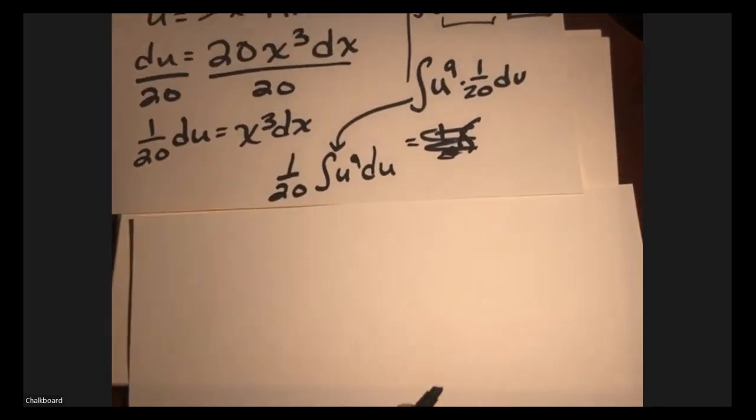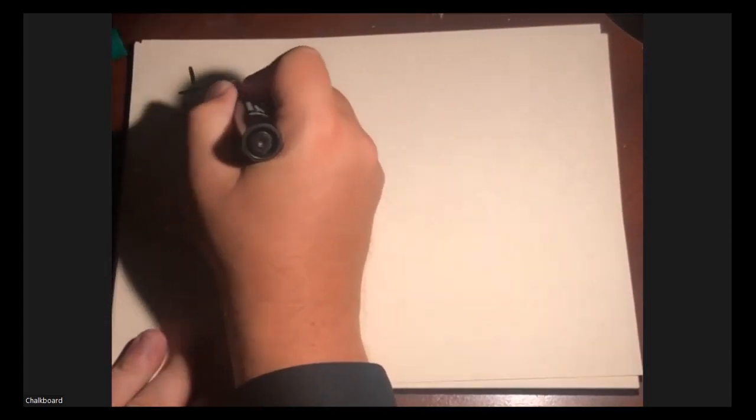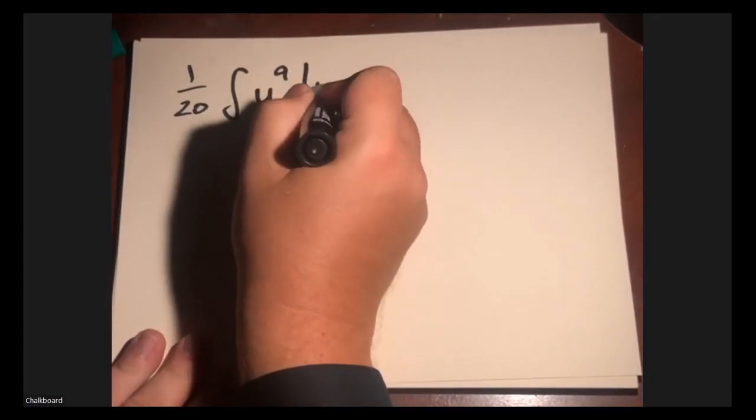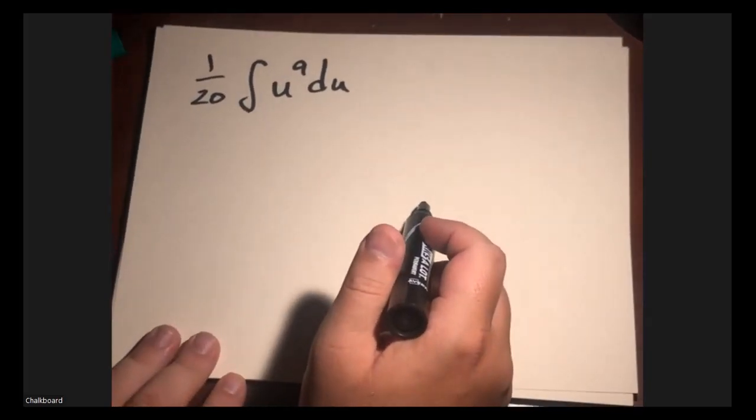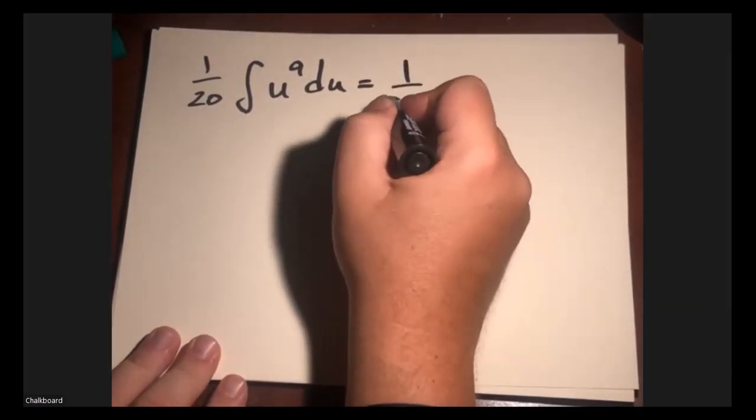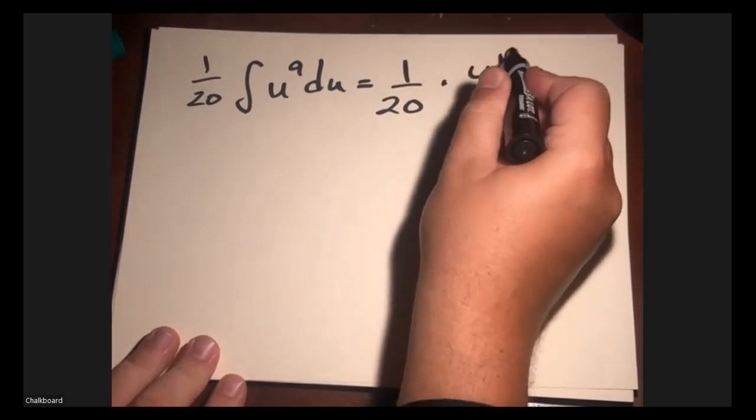If it's 1/20th times that, then it looks like this. Let me jot it down again. 1/20th integral of u to the 9 du. And we know the power rule. It should be 1/20th times u to the 10 over 10.